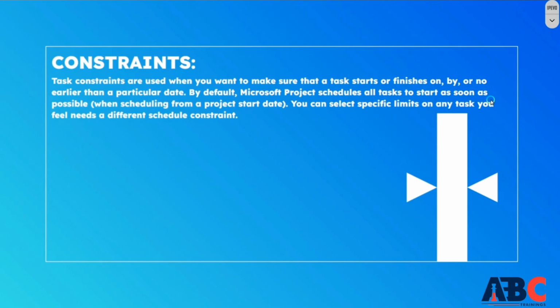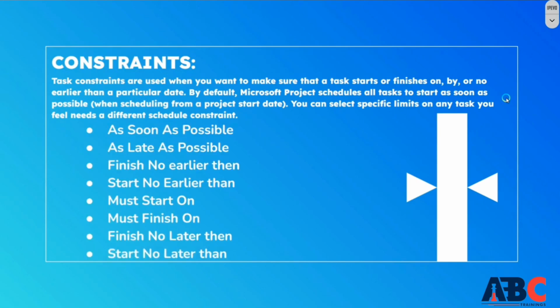So while scheduling, we use different constraints like as soon as possible, as late as possible, then finish no earlier than, start no earlier than, must start on, must finish on, and finish no later than. And after that comes start no later than, meaning after that you don't have to start. So there are about 8 types of constraints which we will see in detail. Where is the use of a constraint?